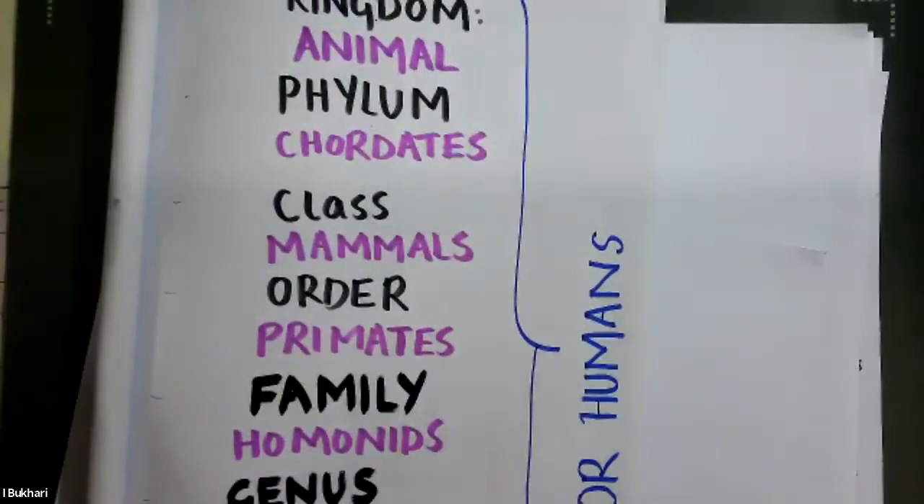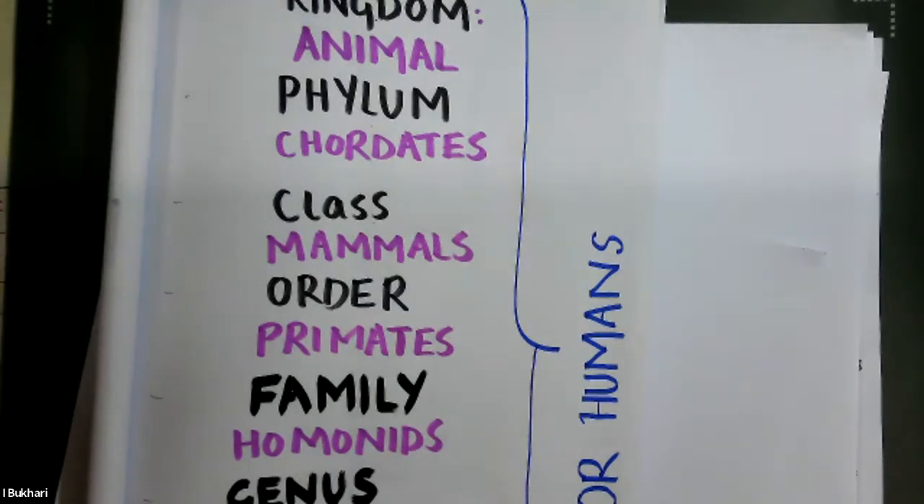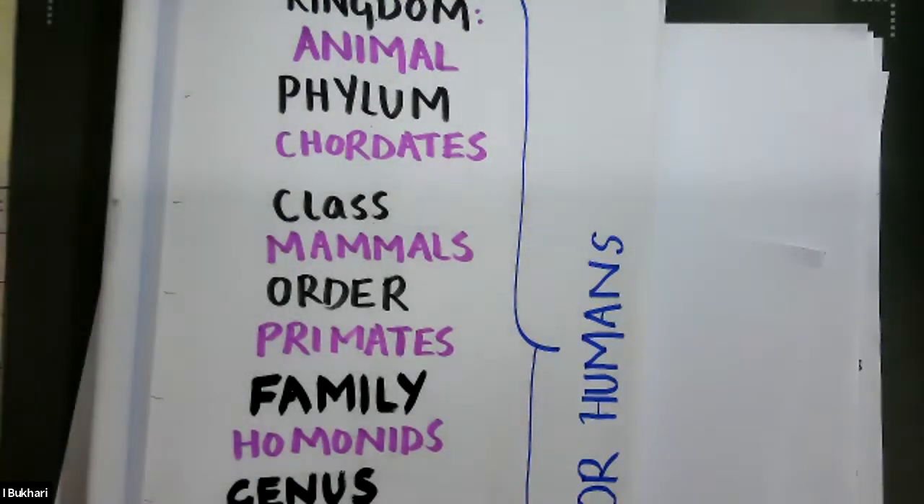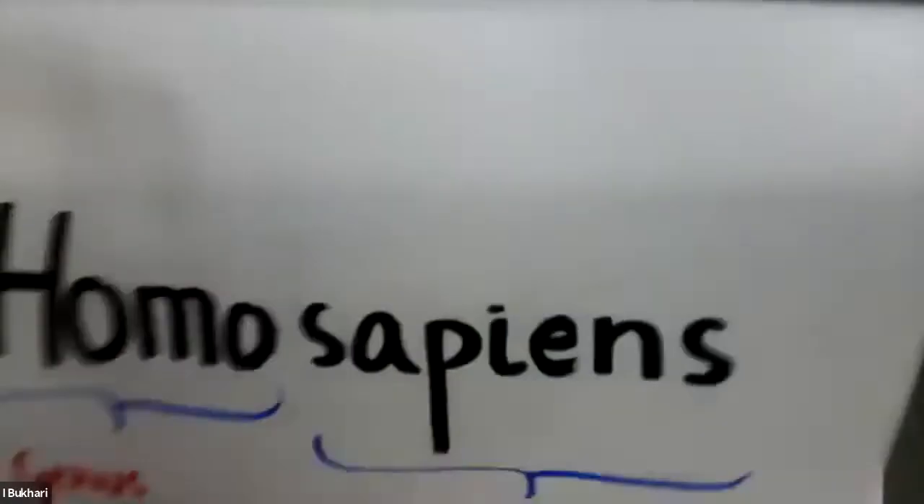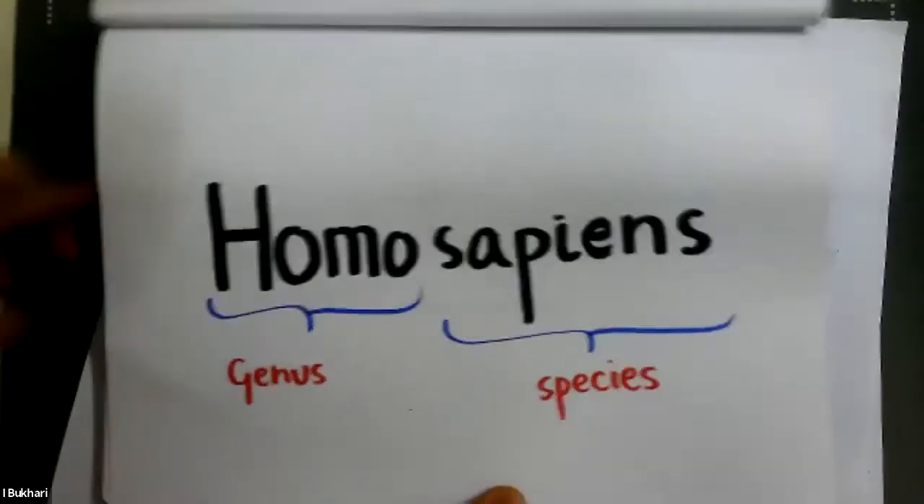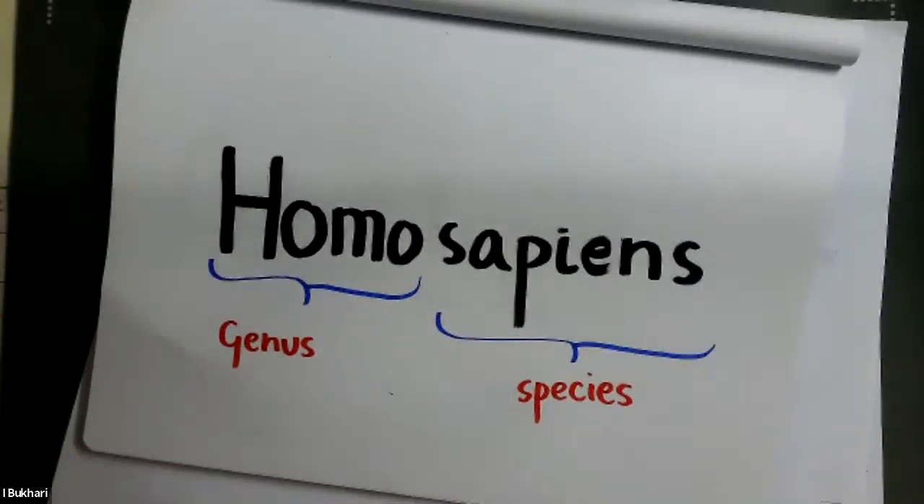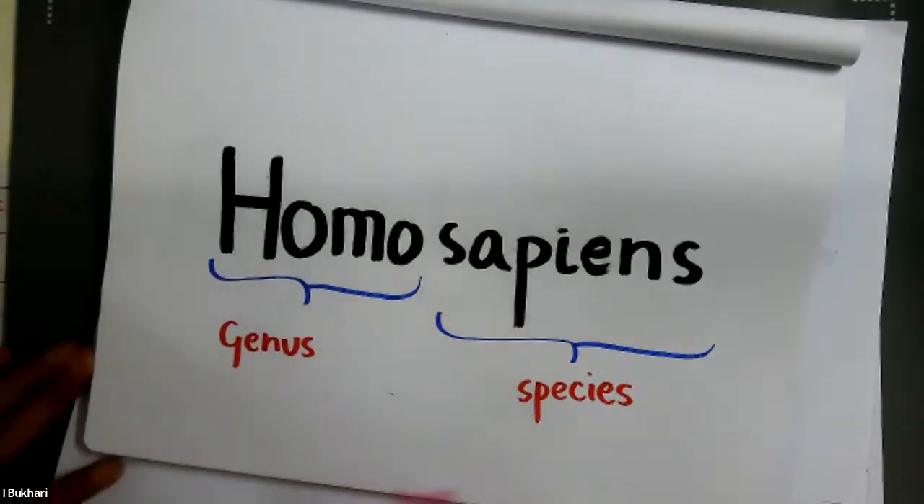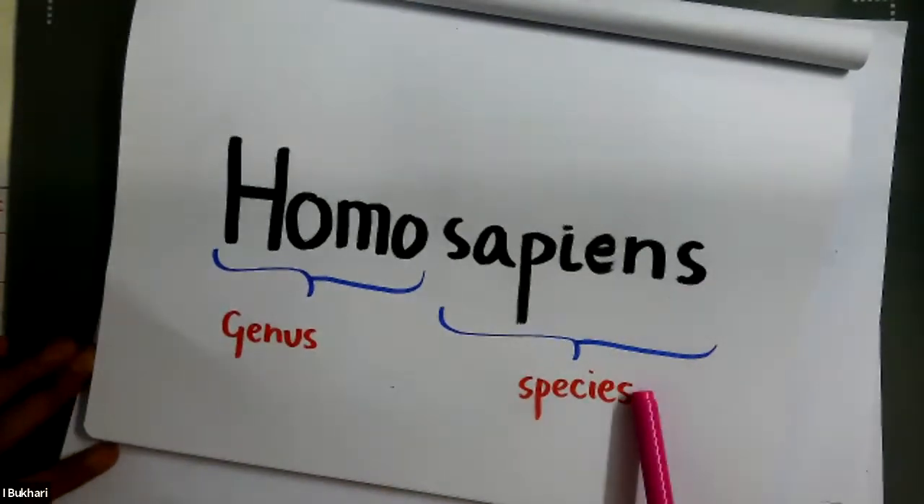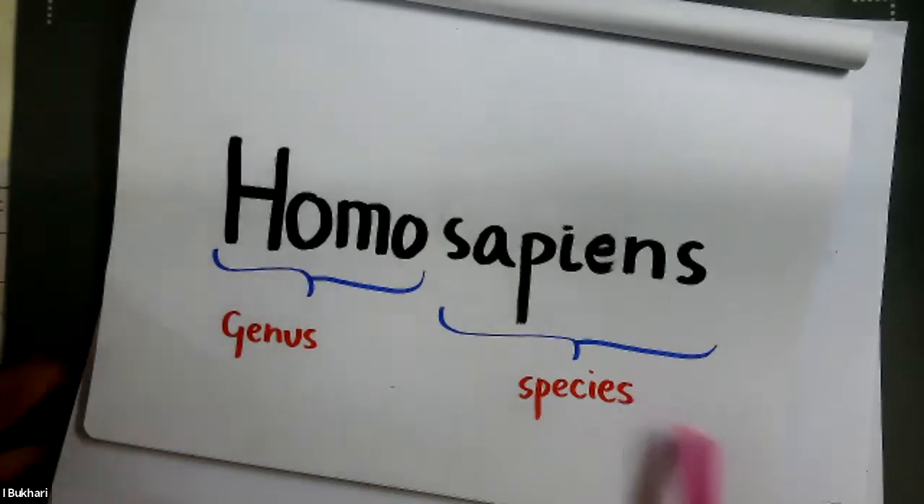So I'm going to tell you the meaning of Homo sapiens in just a second, but first I want you to familiarize yourself with something. In a scientific name, so this is the name that has been given to us by the scientists, we are called Homo sapiens. Homo is the genus, and sapiens is the species we belong to.